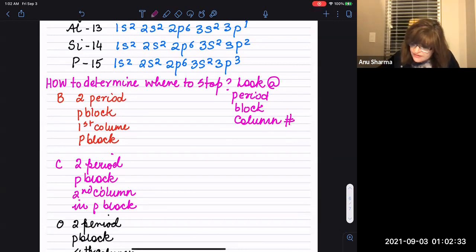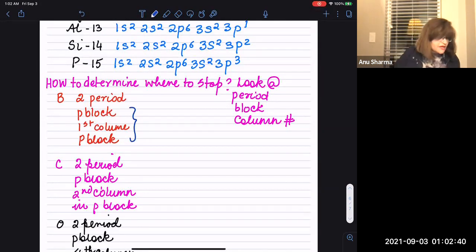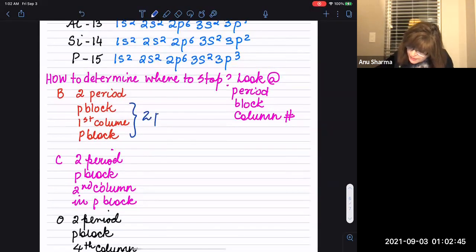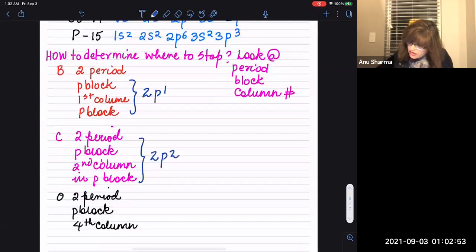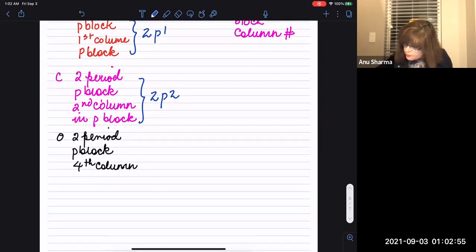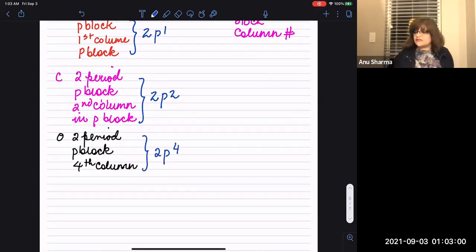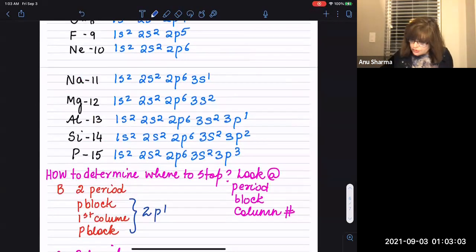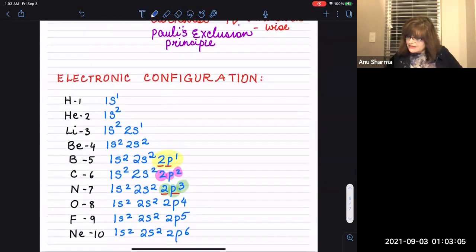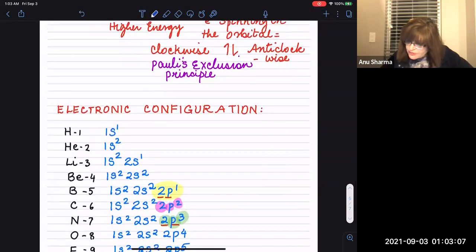So boron's case is 2p1, second energy level, 2p1. Carbon's is 2p2, and oxygen is 2p4. Okay, so this is one thing where students ask this question. Now let's look at some of the other interesting things. Look at some of the patterns.